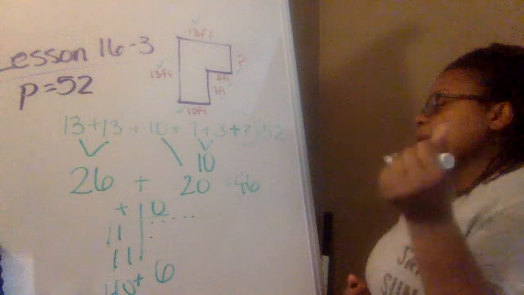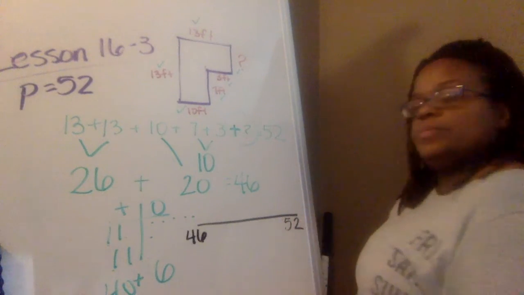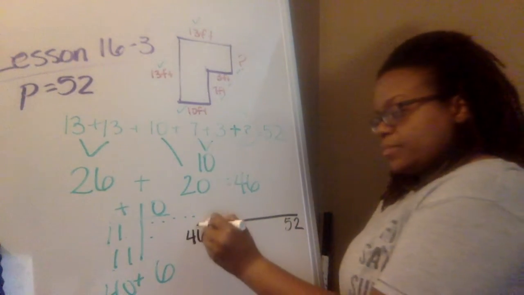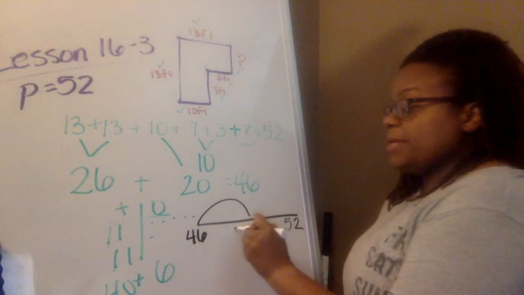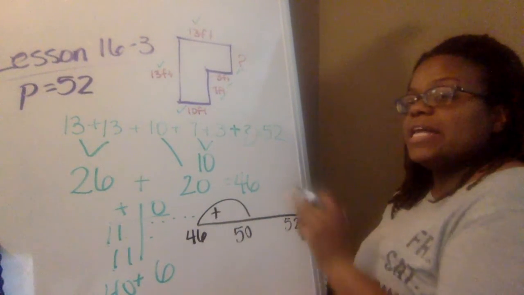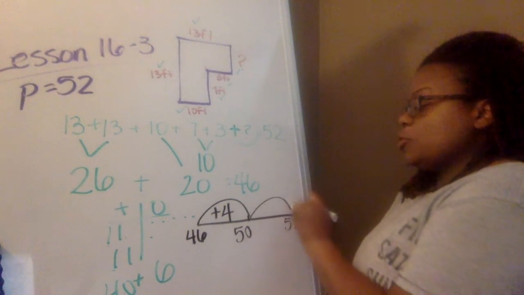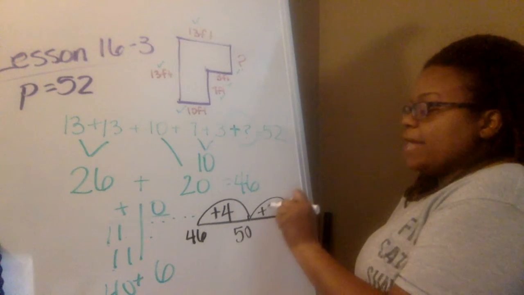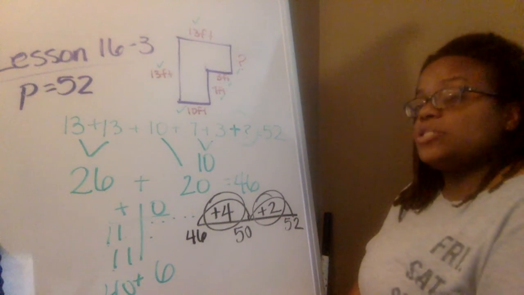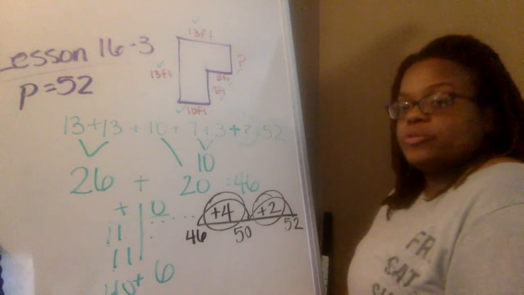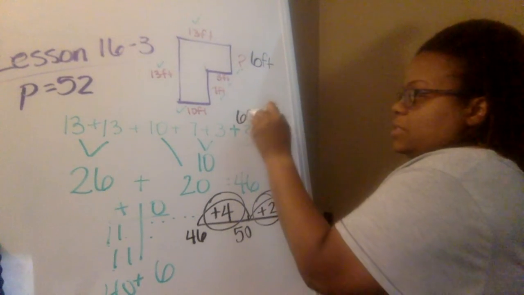So I'm going to write my number line. I'm starting at 46. I'm trying to get to 52. So here, starting at 46, I'm going to make a jump to get to a friendly number. If I'm at 46, my next friendly number is going to be 50. So how much did I have to add in order to get to 50? Had to add 4. So keep going. I can make one more jump to get to 52. From 50, I'm going to add 2. So I have to put them together to figure out how many jumps I made. I made 4 and 2, which is 6. So this side is going to be 6 feet.